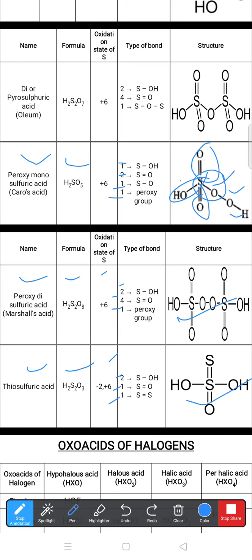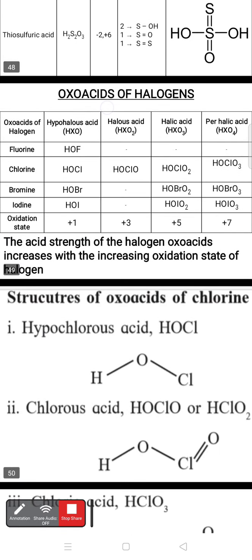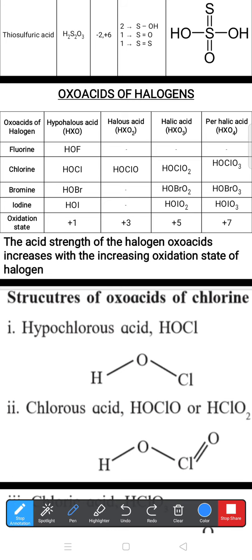Then oxoacids of the halogens. In oxoacids of halogens, the next column is hypohalous acid, which means HXO, halous acid means HXO2, halic acid means HXO3, and perhalic acid means HXO4. So these are the types of the oxoacids of the halogens.